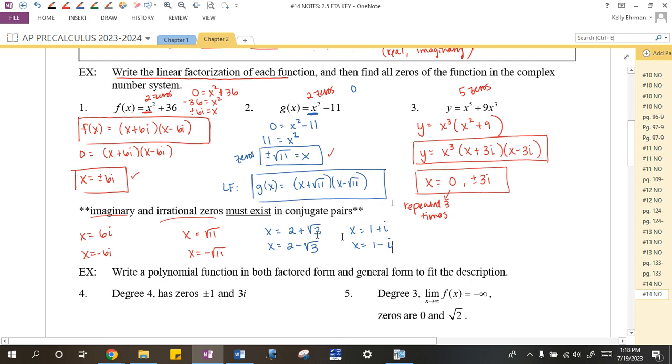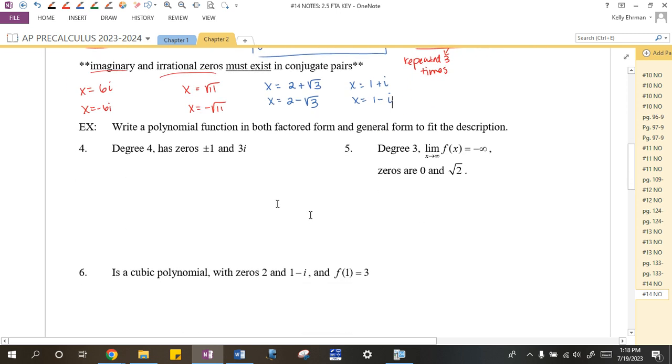Okay, so armed with that knowledge, the next example says, write a polynomial function in both factored form and general form. So factored form is with parentheses, paying attention to an a value out in front. General form is writing this out until you get to your final constant term. So foiling everything out. You need to start in factored form to be able to get the general form.